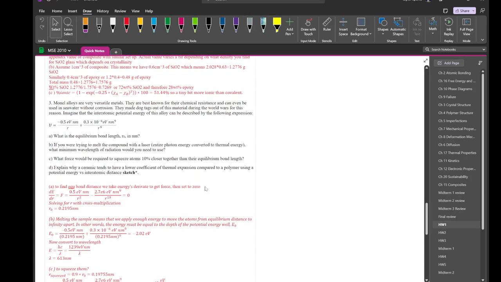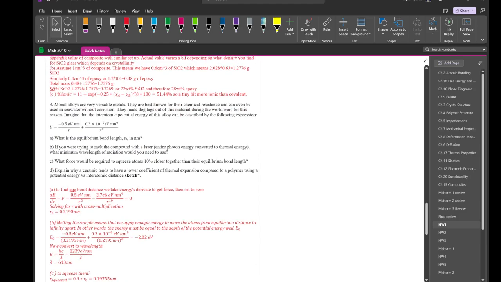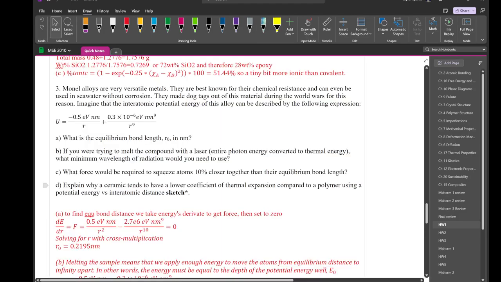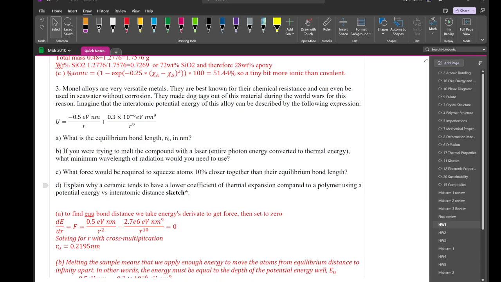The question said, if you're trying to melt the compound with the laser, take that entire photon energy and convert it to thermal energy, which may or may not happen. Some materials reflect photons, right? This is assuming that it's going to absorb it all. Big assumption, but still. What minimum wavelength of radiation would you need to use?